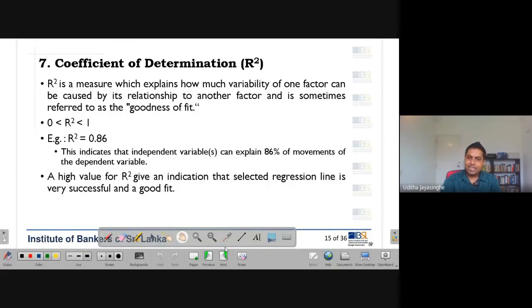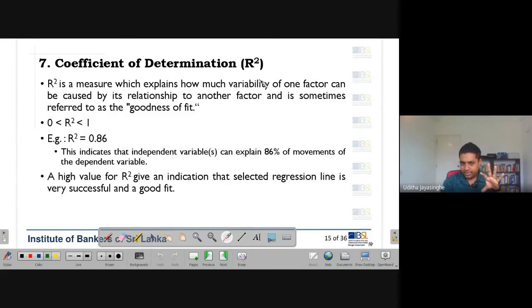So far we have learned R square, correlation coefficient, but this is another R square. That R square is a simple R square. This is a capital R square. We call it the coefficient of determination. Now this R square is a measure which is going to explain how much variability of one factor is caused by the relationship to another factor, or rather, in simple terms, it is going to be named as the goodness of fit.